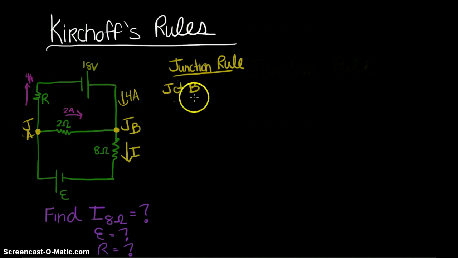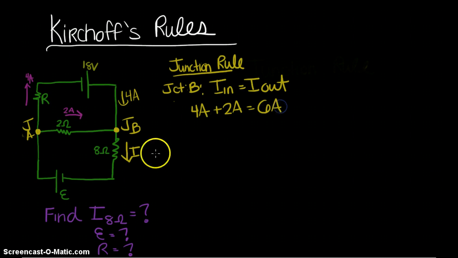So I know that the junction rule tells me that the current in equals the current out. And the current into junction B is 4 amps plus 2 amps. So the current out is 6 amps. So that means that this current going through the 8 ohm resistor is 6 amps.